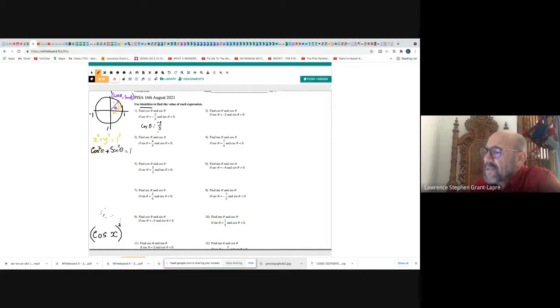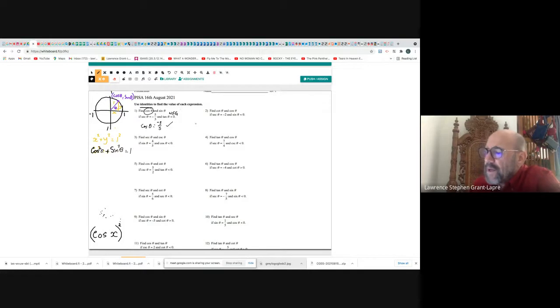Now, here it says tan is negative. Tan is less than 0. Why did it say tan is negative? Well, the question wants to know what is cos theta. Well, we've just answered cos theta. So cos theta equals negative 3 over 5. We've done that. Now, sine theta.